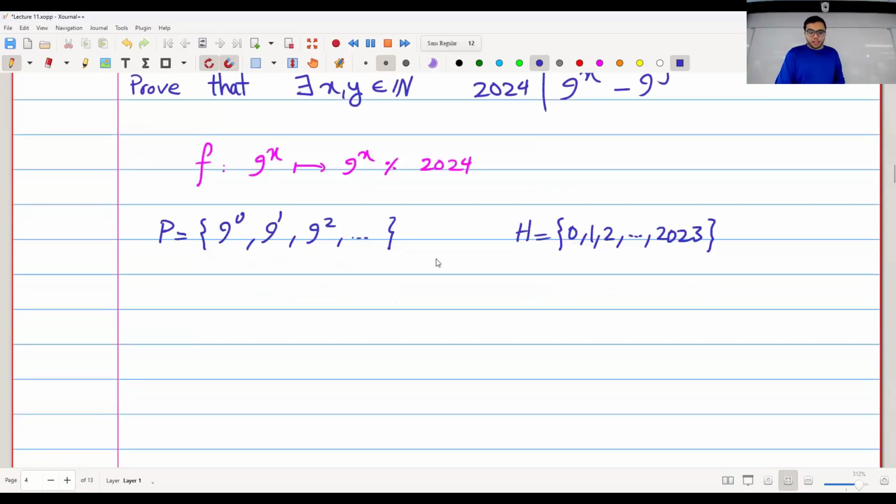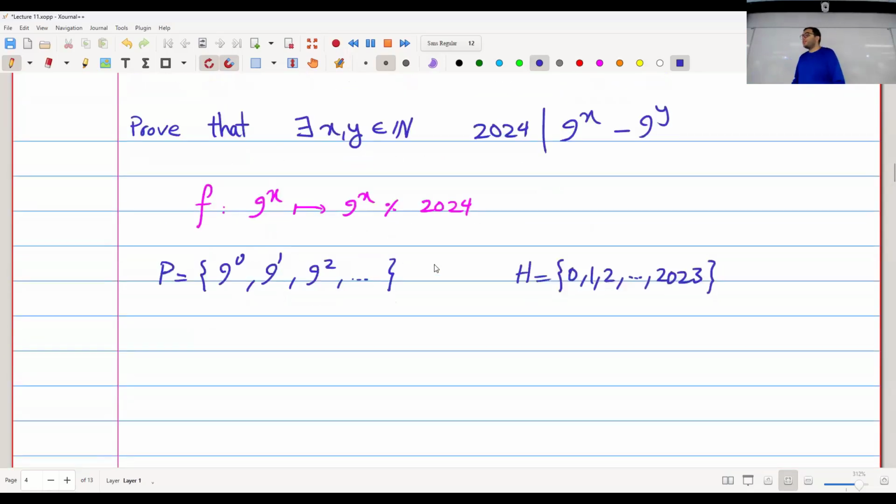So here's the thing. The number of pigeons is more than the number of holes. So there should be 2 pigeons that go into the same hole. This means that there should exist 2 elements, let's call them 9 to the power of x and 9 to the power of y, and these 2 have the same remainder when divided by 2024. So if I just subtract one from the other, then this has to be a multiple of 2024.